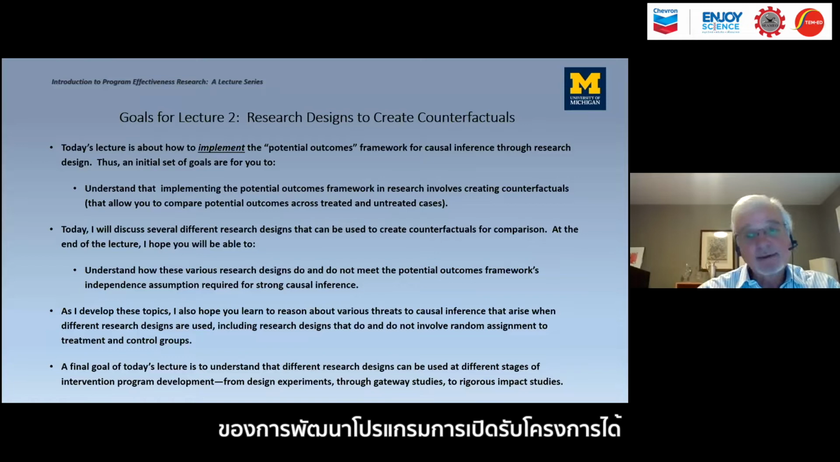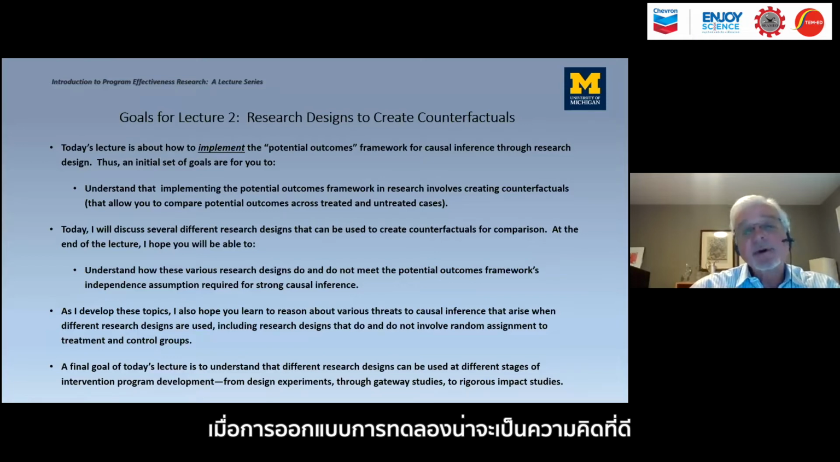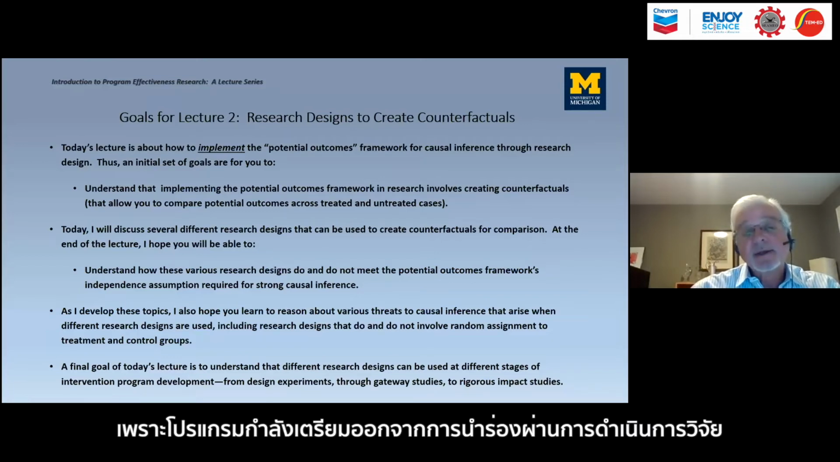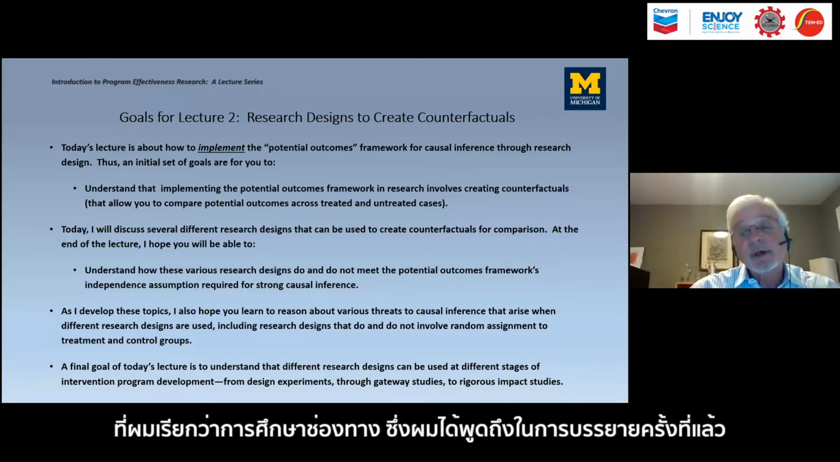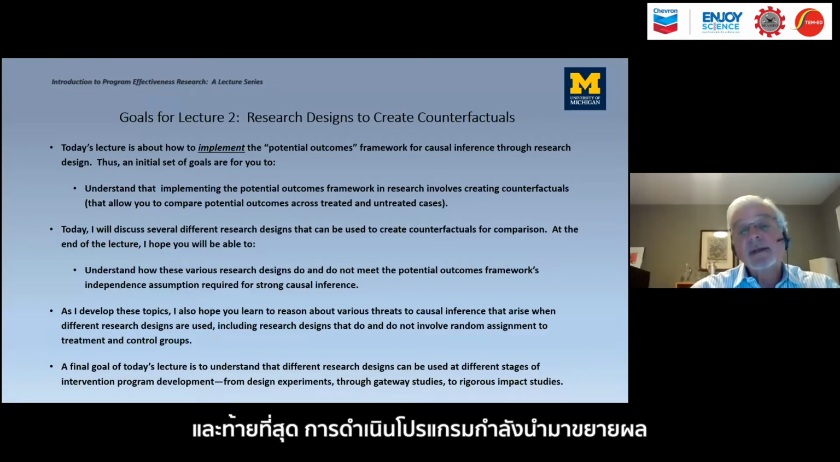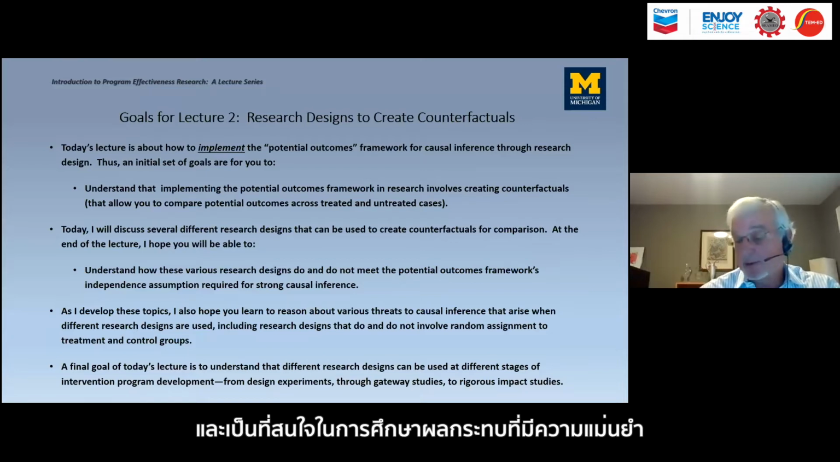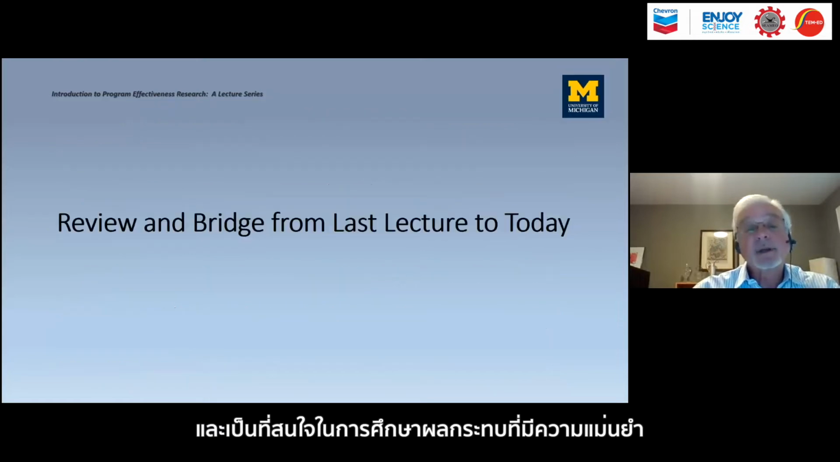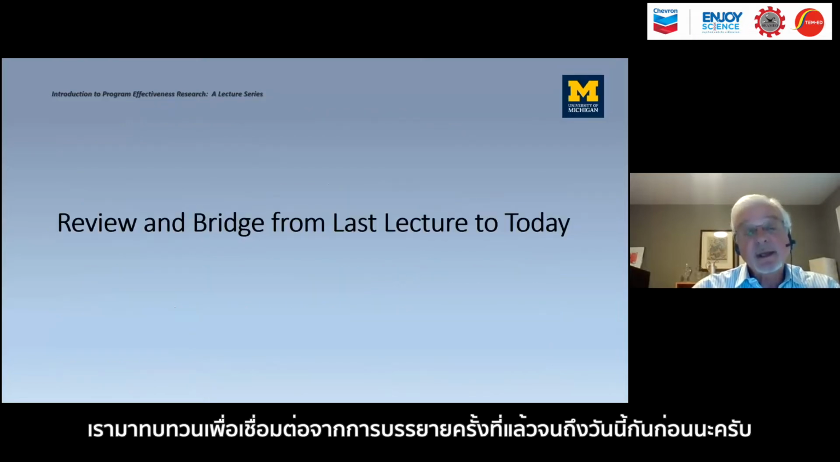During early pilot stages, design experiments are probably a good idea. As a program is preparing to move out of pilot sites, it can conduct what I call gateway studies, which I discussed in my last lecture. And finally, when the intervention program is scaling, we're interested in conducting rigorous impact studies.